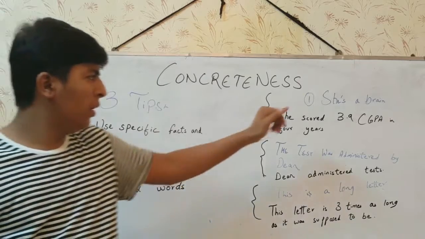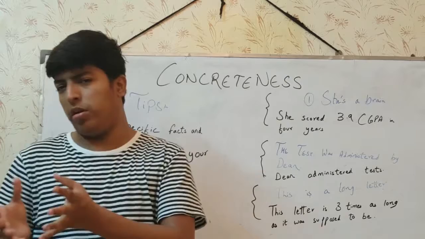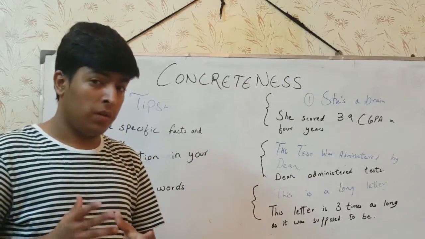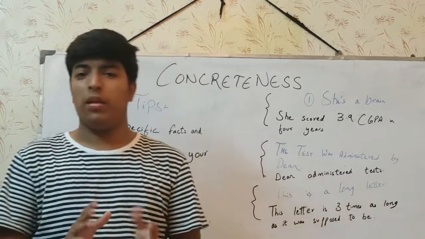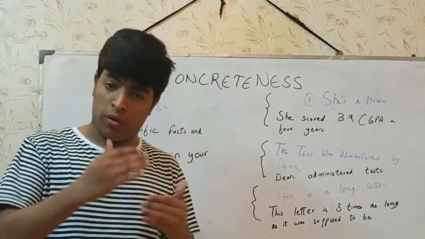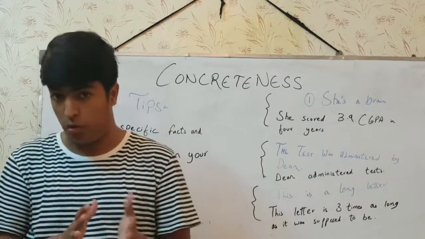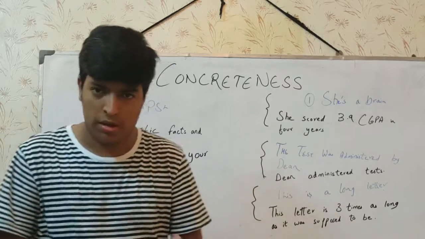Let's take an example. "She is a brain." Now, "she is a brain" is a general and vague kind of sentence. Now, you can make it concrete. How? "She scored 3.9 GPA in 4 years." So, in all 4 years, her CGPA was 3.9. So, that is showing that she was very intelligent.